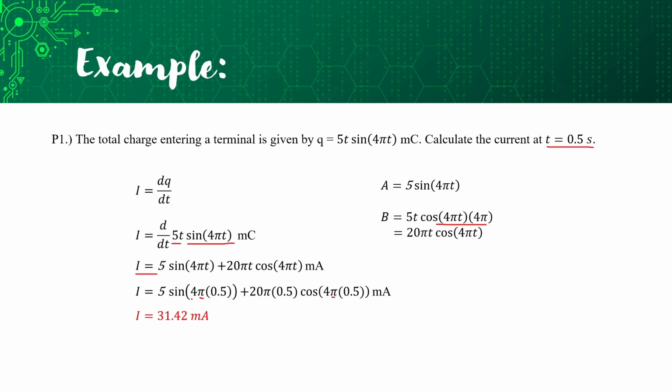But if you don't change your calculator into radian, there is a small difference. It is small, but you need to change the settings in your calculator to get the exact value of the current needed in this problem. So that's how simple it is to use a derivative to find the current.